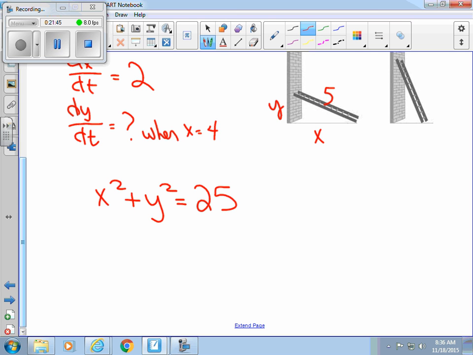So I'm going to implicitly differentiate. So I get 2x dx/dt plus 2y dy/dt equals 0.